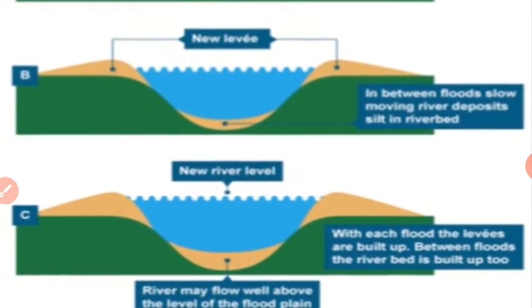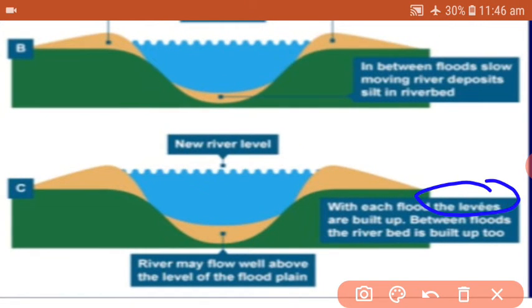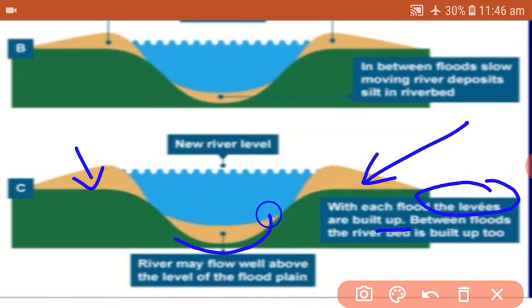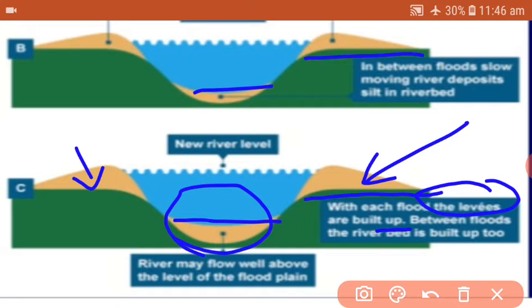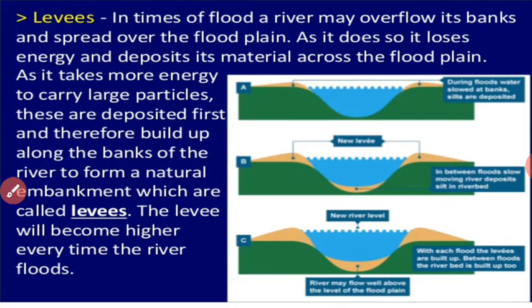There is a difference. The new part, the new river bank area, is also getting higher. Next, with figure C, you can find it has become very high. So with each flood, the levees are built up. These are the levees which are built up after a long period of time. The river may flow well above the level of the floodplain. So now this is the part you can find, it has also increased. The difference between the river and the floodplain region has now decreased because of this increase.